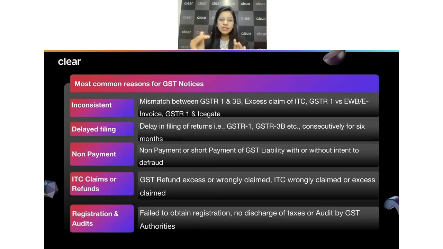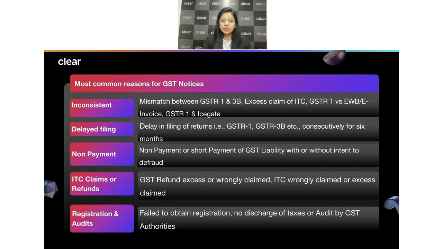So if there are some differences, just make sure that cumulatively there is no difference. If that's the case, you're fine. Even if you receive the notices, you just have to reply to the department that yes, I know there's a difference, but this difference is because of this reason. I've already made the correction. There is no question of interest or liability because I've already paid this to the department earlier in my previous period. So this is something we should always make sure of.